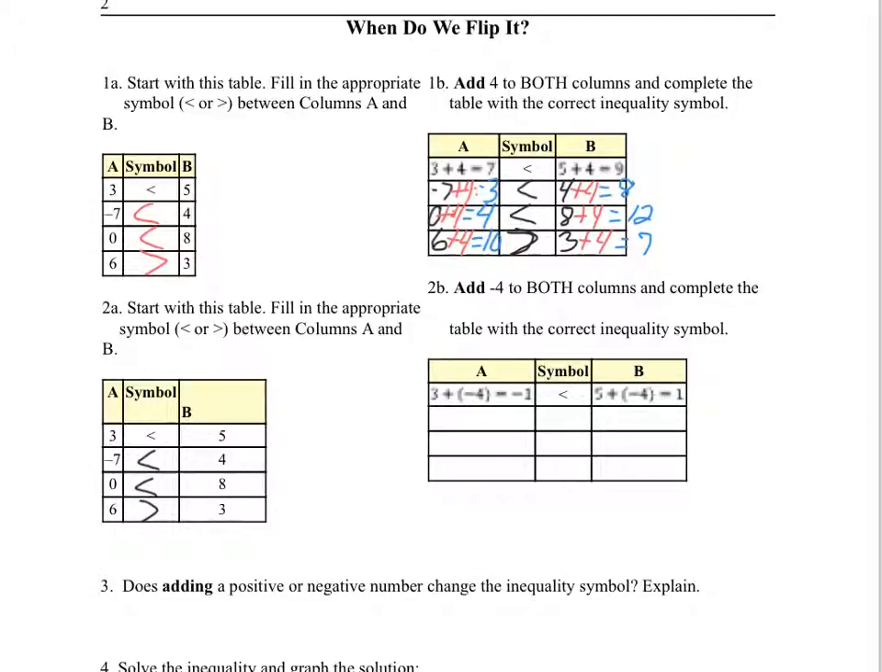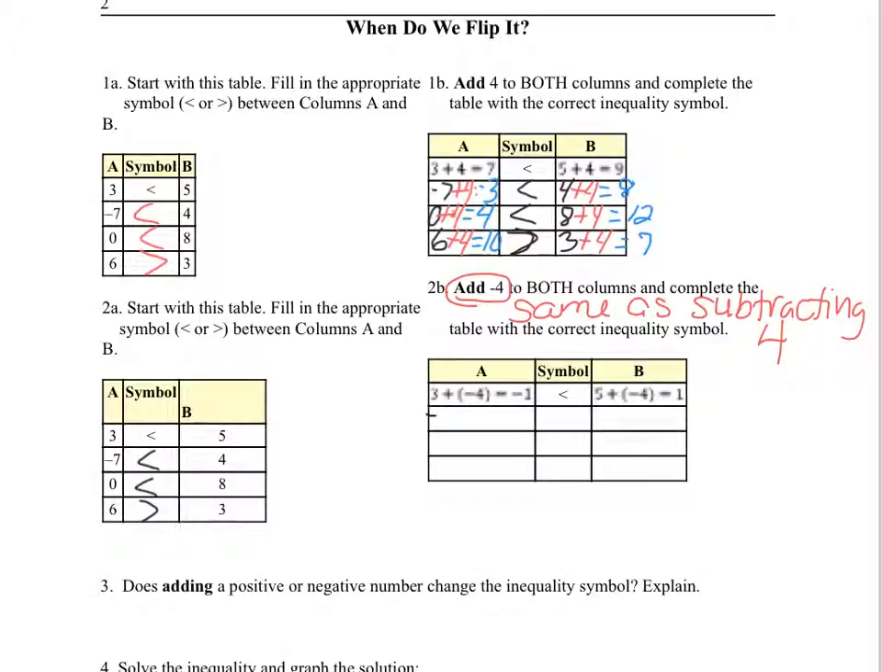Now, what I want you guys to remember is that adding -4 is the same as subtracting 4. Okay, so we're really also subtracting 4. So basically we want to see if adding a negative or subtracting a number changes the inequality symbol. So let's do that. We're going to do the math and then we're going to compare our inequality symbols.